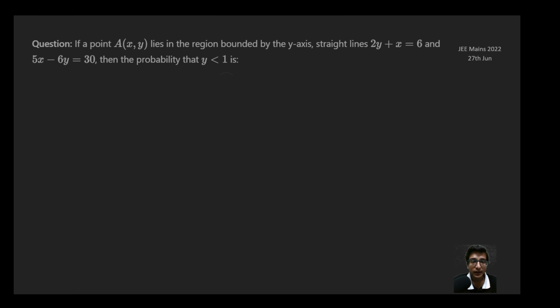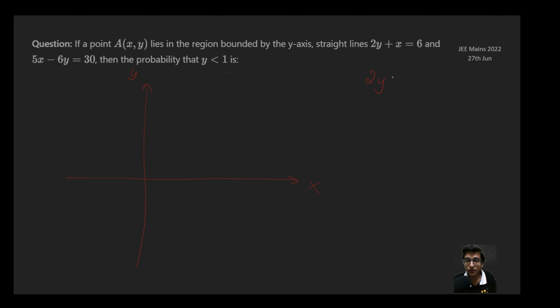If a point lies in the region bounded by the y-axis and straight lines, this and this, then the probability that y is less than 1 is. So again, this is a very good question. You have to draw the graphs here and find out what region they are basically talking about. So first, let's draw the graphs. This is my y-axis. This is my x-axis. So first, they've given us two lines. So let us plot these two lines in this graph.